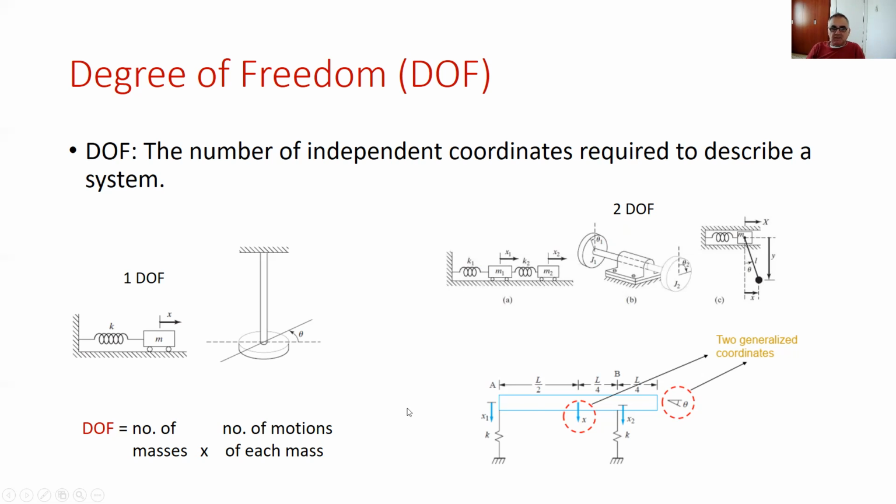In general, we can say that the degree of freedom of a system is the number of masses multiplied by the number of motions of each mass. If a mass has a single motion, then for each mass you have 1 degree of freedom. But if a mass, for example this mass, has two motions, then it has 2 degrees of freedom. As I said, we will be studying 2 degree of freedom first, but most of the results we will obtain will apply to multiple degree of freedom as well.